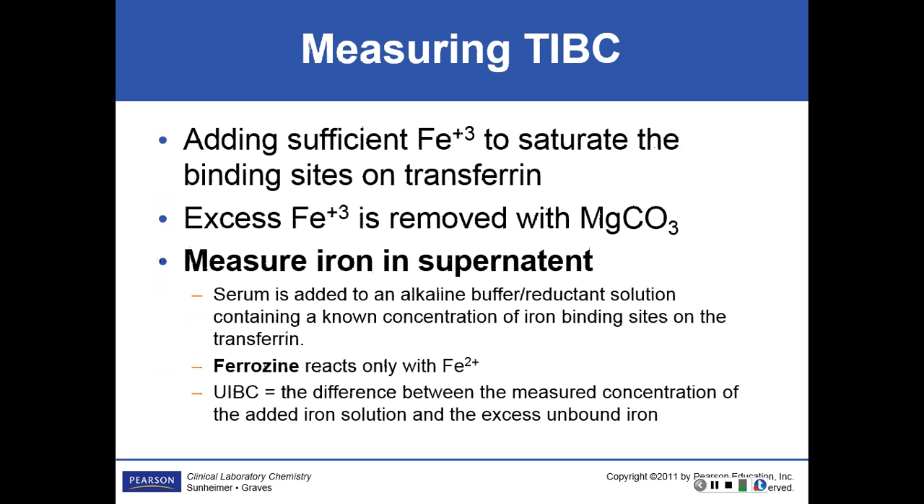When we're going to measure the total iron binding capacity, we supersaturate the specimen with extra iron 3+, and whatever is left of the known amount that we added is removed with a precipitating agent, and that is what we're going to measure in the supernatant, this excess iron that we added to our sample.